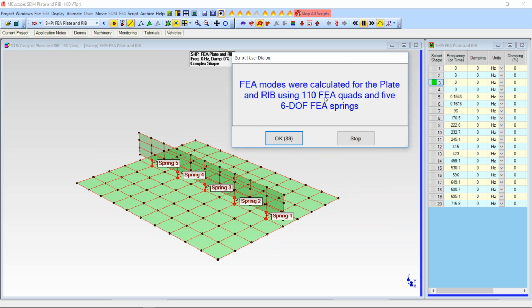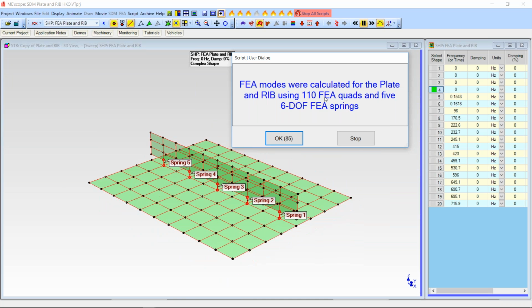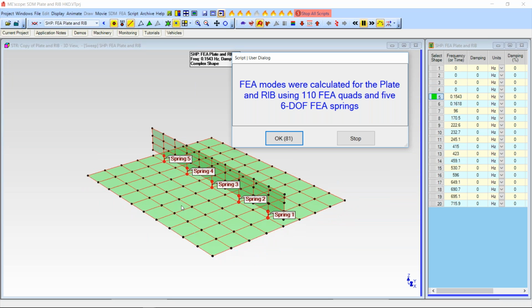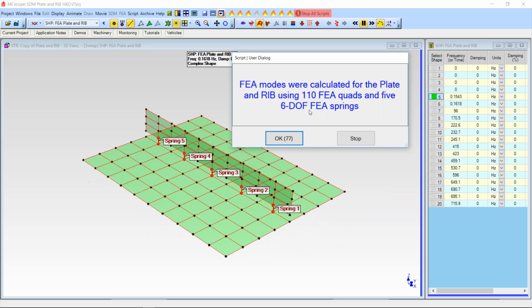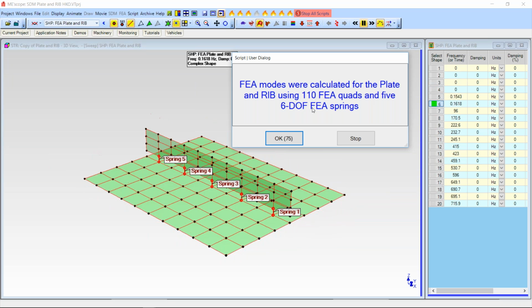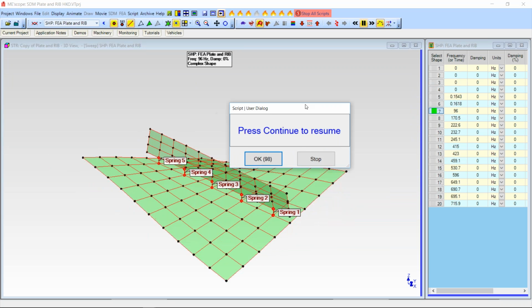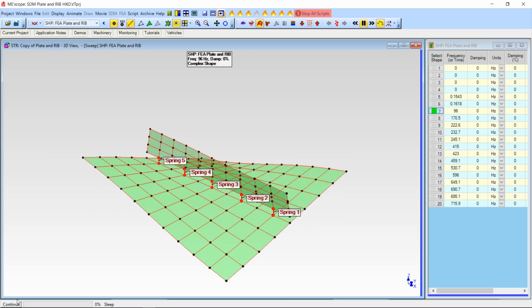So we went back and solved for the modes of the complete model with quad plates on the rib, quad plates on the plate, and the 5 6-degree freedom spring. So here are the... okay, it says press continue to resume. That's this button down here in the corner.